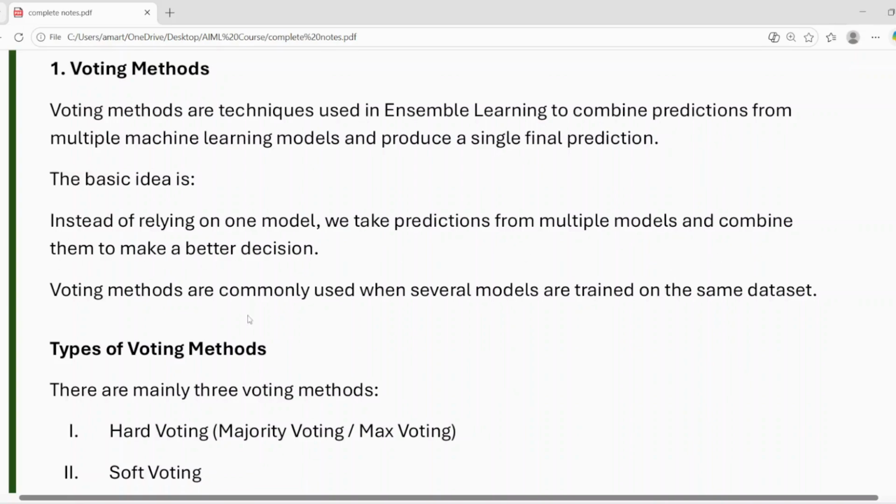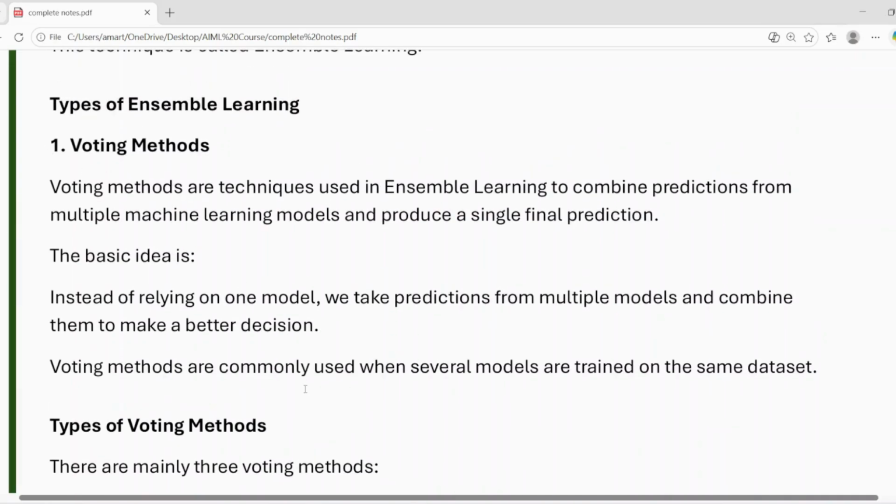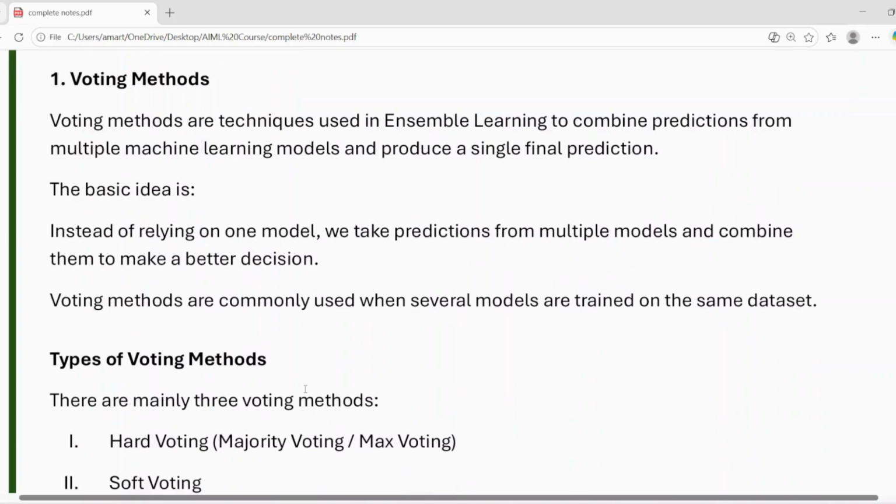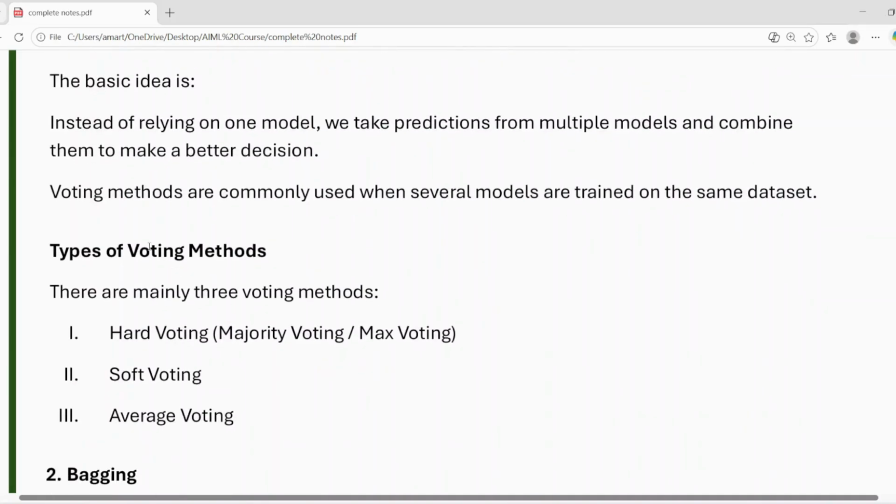Okay. So voting methods are commonly used when several models are trained on the same data set. Okay. So that is what voting methods are. It will take predictions from multiple models, combine them, and make a better decision. Okay. So these are some types of voting methods: hard voting, soft voting, and average voting.